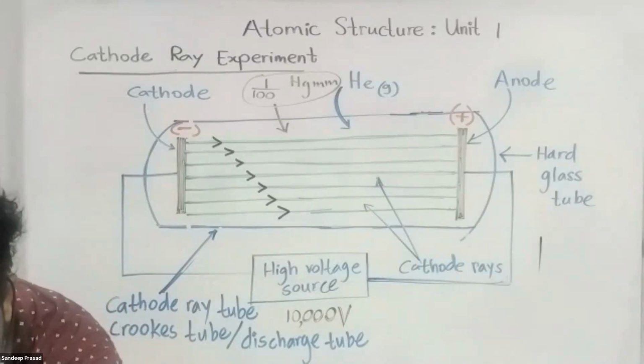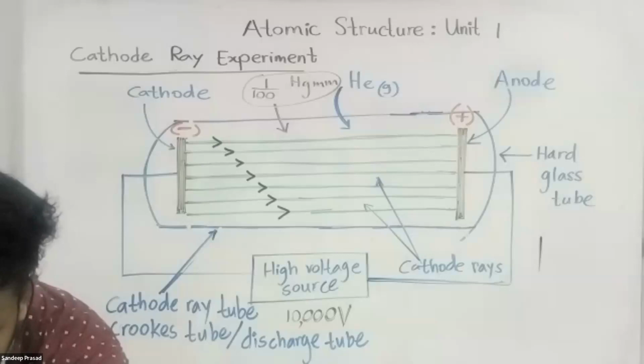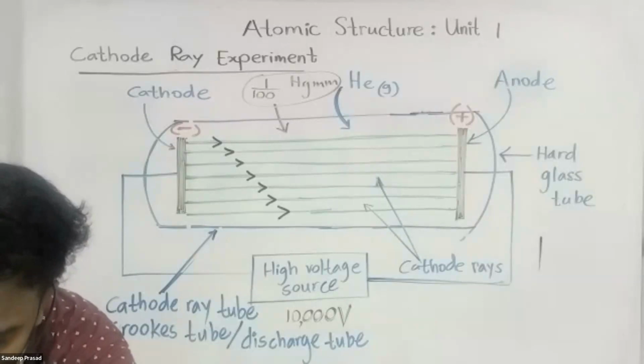So why is helium inserted into the glass tube? Because helium does not react easily with other gases or other things. Helium is an inert gas, so that will be very convenient for us. So does current pass through the gaseous medium? Yeah, current passes through the gaseous medium under some specific conditions.